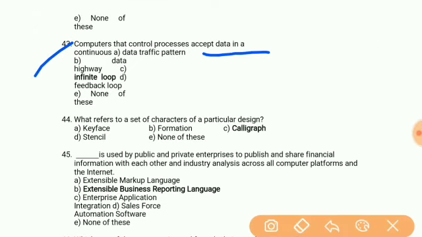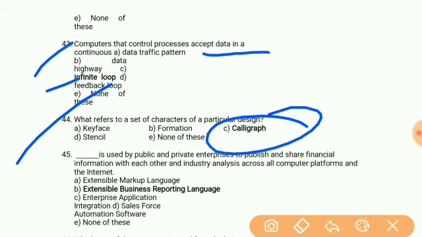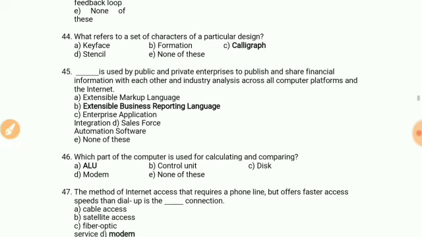Then computers that control processes accept data in a continuous infinite loop. Then what refers to a set of characters for a particular design? Calligraphy. Set of characters for a particular design refers to calligraphy. Keep this in mind, it is an important question.